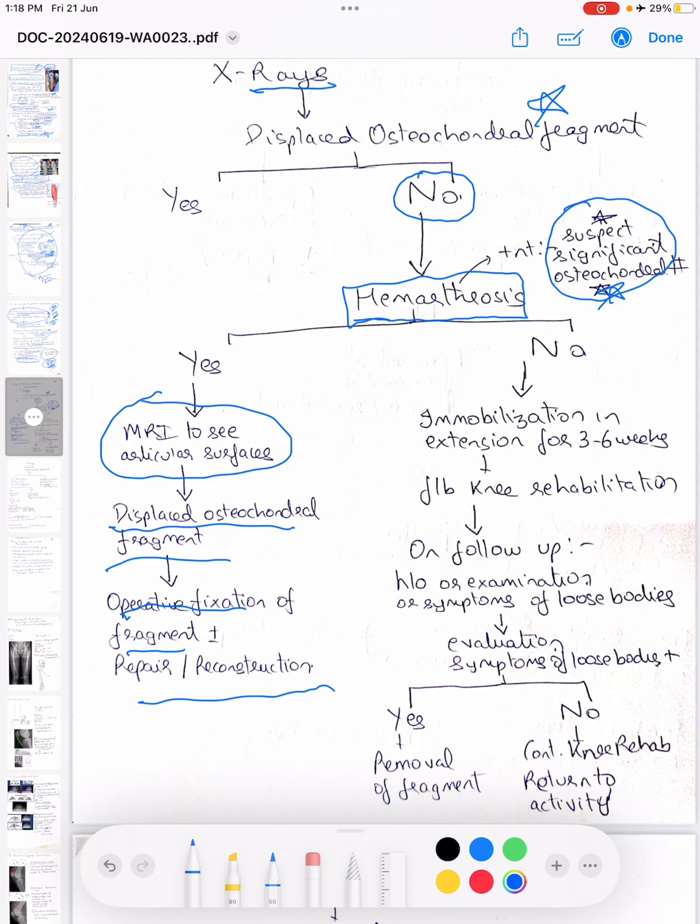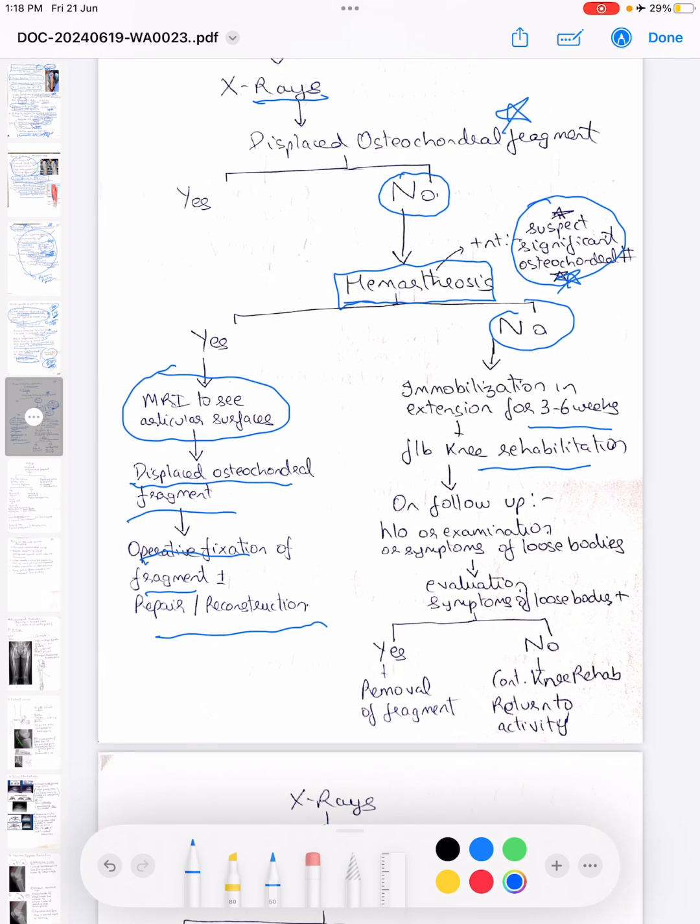Now, if there is no osteochondral fragment on X-ray and no clinical hemarthrosis, you follow the protocol we discussed in the previous slide. You go for immobilization in extension for 3 to 6 weeks. You go for knee rehabilitation and routine activities.